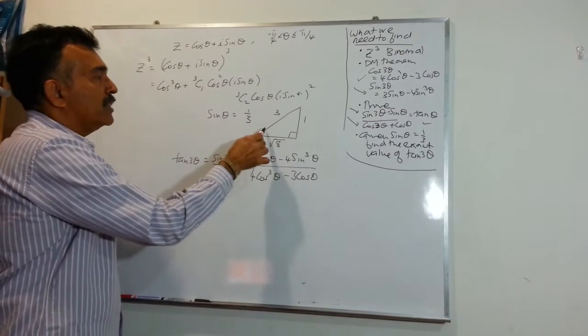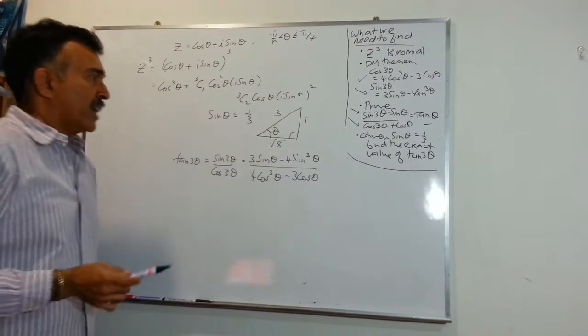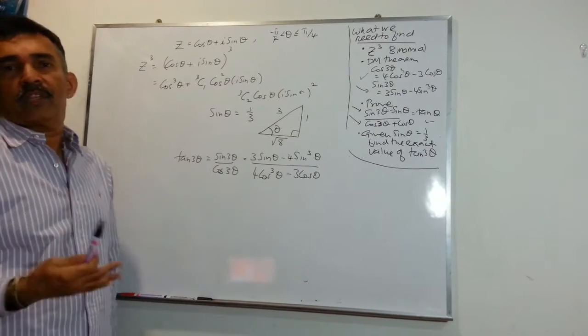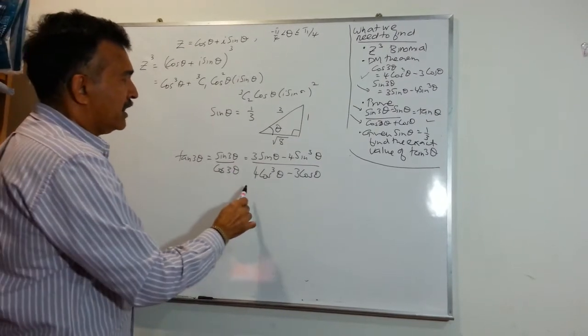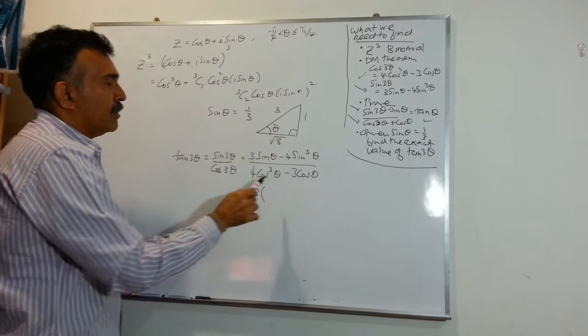Sorry, I didn't label this theta. I should have done that. Now you have theta, you have all the values that you need. Just be careful with the plugging in. So I have 3, what is sin theta? 1 over 3, that's good.